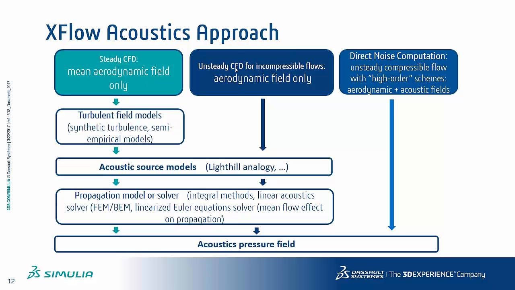On the other side, you can use an unsteady CFD, for example, for incompressible flows, which makes equations simpler. However, if you do that, you're going to get the fluctuations, but you're not going to be able to propagate these waves because of incompressibility. And that's where direct noise computation comes in. That means when you want to actually compute the fluctuations of pressure that are related to acoustic modes, you need to use a direct noise computation approach, which is usually unsteady compressible flows, and that requires high order schemes so that waves don't dissipate as they are being propagated.